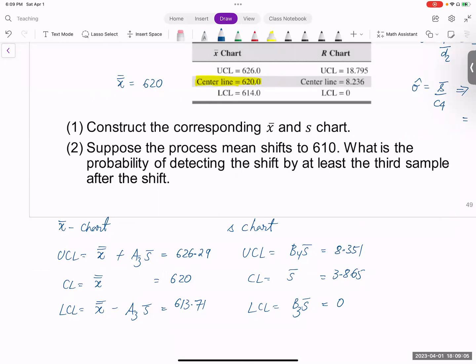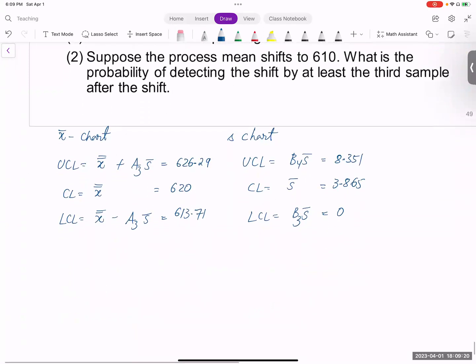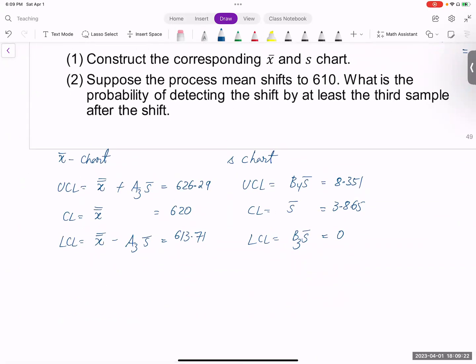Actually, let's do it the other way around. Let's actually do both. Let's first assume Z alpha over 2 equals 3, and then next let's not assume it, and let's see what the differences are. So the question says, suppose the process mean shifts to 610. What is the probability of detecting the shift by at least a third sample after the shift?